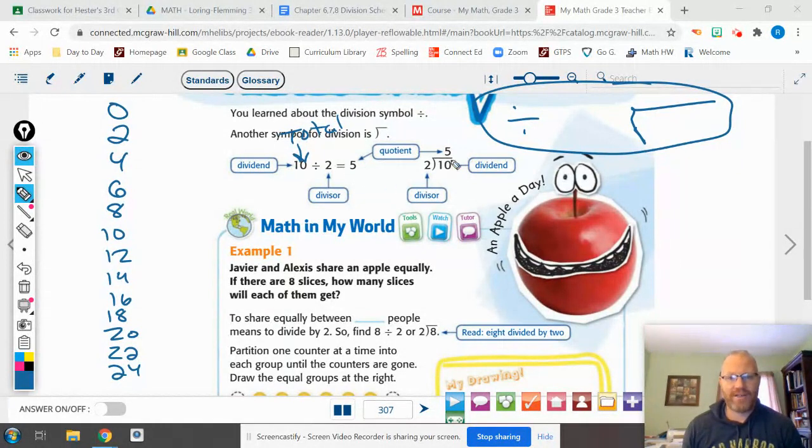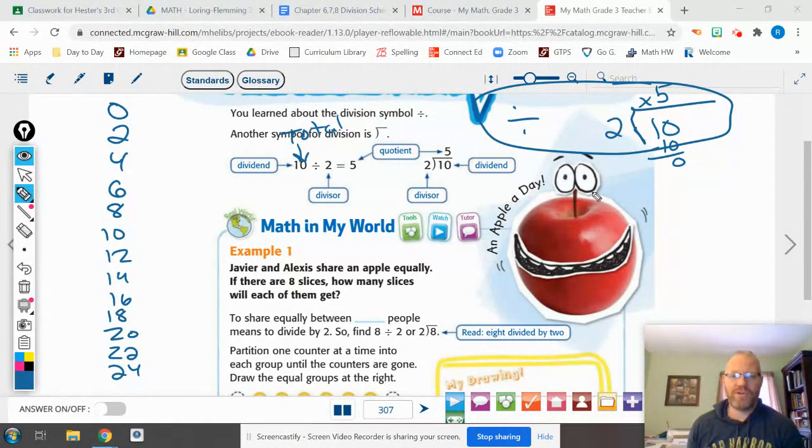So we take our divisor and we put it on the outside of the house, and we put our dividend or total inside the house. So the total always goes inside the house, the dividend. And then when you divide 2 into 10, 2 into 1 cannot happen. 2 into 10 is going to be 2 times 5 equals 10. And when you subtract, you get 0, which means you are done.